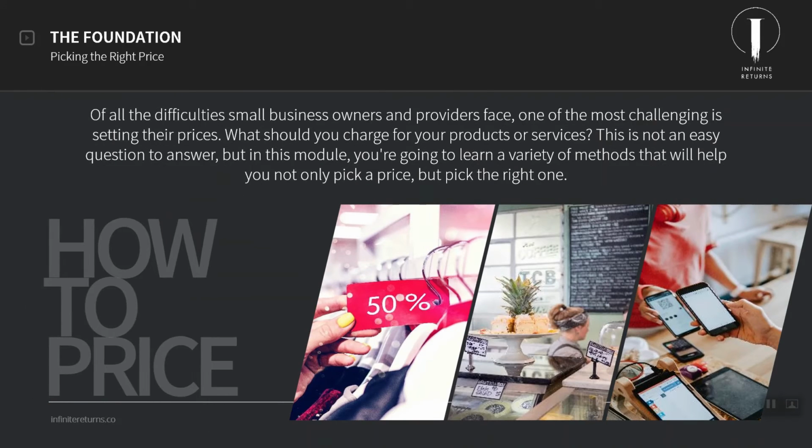Now, as we go through, most business owners face one specific problem. How do you set your prices? How do you set your products? What do you get for your offerings? It's not an easy question to answer, but we're going to go through a lot of the methods in order for you to see and choose the one that is the most effective.